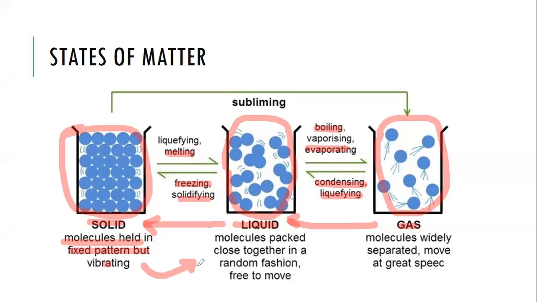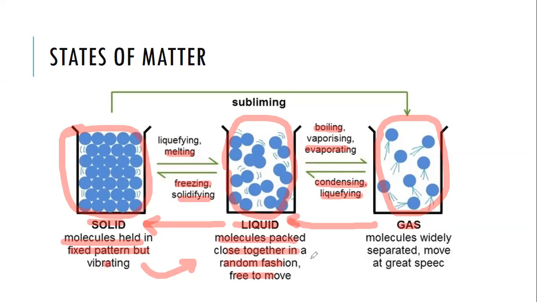When you apply heat energy, this heat energy is absorbed by the particles, and they will start moving faster. Then the molecules are packed close together in a random fashion, free to move. They slide over each other, they move faster than in the solid phase, and the particles have more space between them because they vibrate faster at their positions.